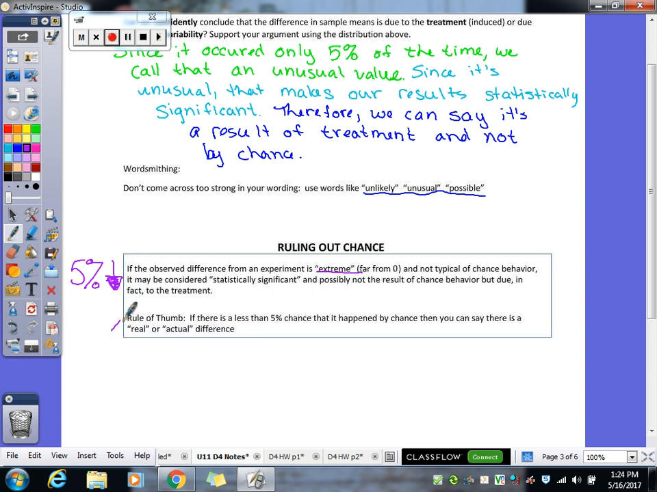And that's what this is saying here. That's our rule of thumb. Less than 5% chance that it happened, then you can say it's because of the treatment. All right, let's try a few more examples.